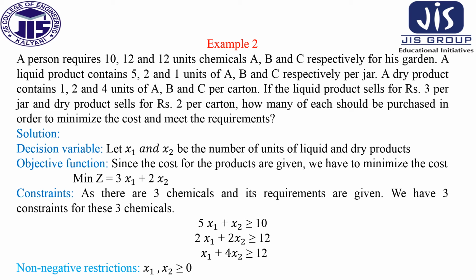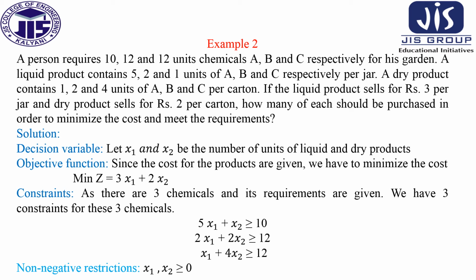Okay, so what is the total cost required to purchase x1 and x2 units of liquid and dry product? We are purchasing x1 units of liquid product, which sells for rupees 3 per jar. So the total requirement to purchase the x1 units of liquid product is 3 into x1. And the total cost required to purchase the x2 units of dry product, which sells for rupees 2 per carton, will be 2 into x2. So what will be the total cost? Min z equal to 3x1 plus 2x2. So this objective function part is over.